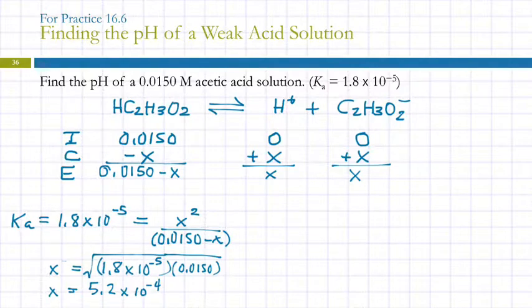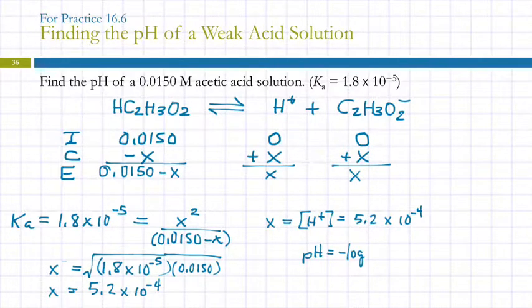So X is equal to the hydrogen ion concentration, right? And we're asked to find the pH. So pH is the negative log of that.